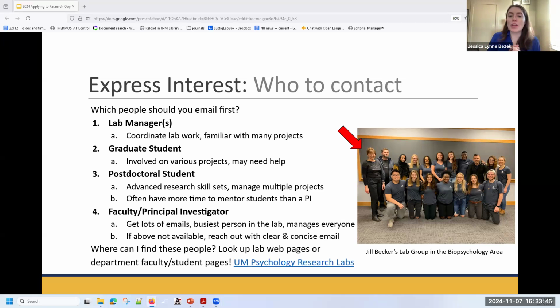So basically, we would try to be clear and concise when you contact these people. We're going to look at sample emails, but this is a good order to consider contacting. And you can look at lab web pages or student faculty pages, such as the link we have here for University of Michigan, in order to find the names of these people to email them.